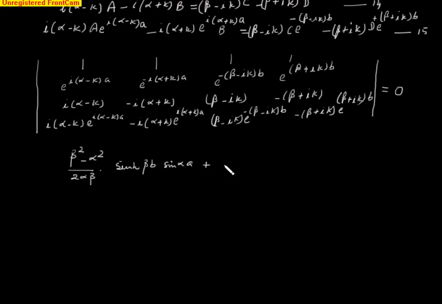plus the hyperbolic cosine function of beta b and the cosine function of alpha a must be equal to cosine k times (a plus b). So this is the solution we get from the expansion of this determinant, and let us write it as equation number 16.